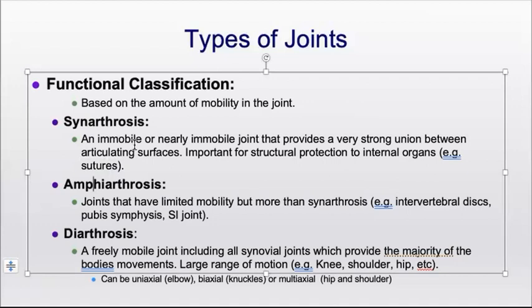Amphiarthroses are joints that are slightly more movable, and this includes things like the intervertebral discs, the pubic symphysis, the sacroiliac joint. So they move more than those synarthrotic joints, but less than diarthrotic joints.